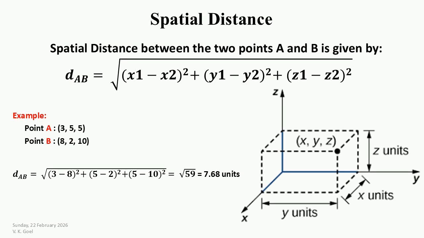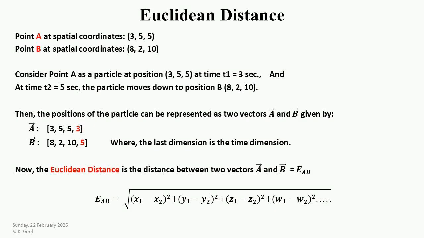From here, we can define Euclidean distance now. Consider point A at position (3, 5, 5) at time t equal to 3 seconds, which moves to position B at (8, 2, 10) at time t equal to 5 seconds. Therefore, adding the time dimension to the spatial coordinates, the particle's position now becomes a vector. The distance between two vectors is called the Euclidean distance. The formula for Euclidean distance is now the general form of Cartesian or spatial distance.